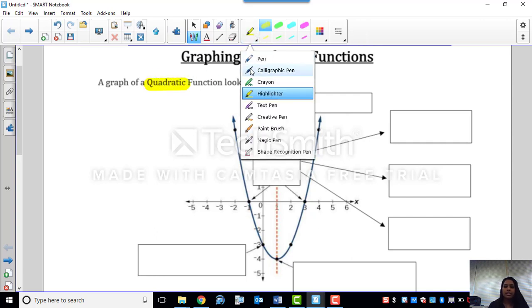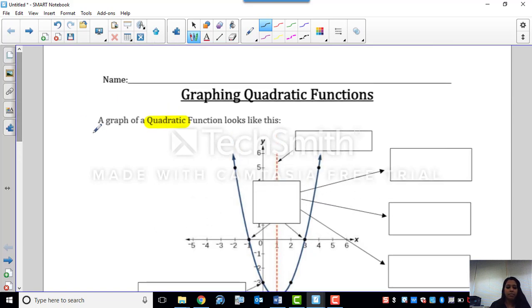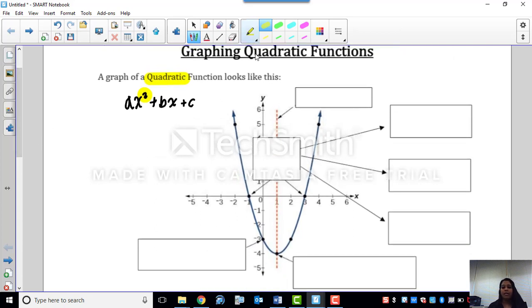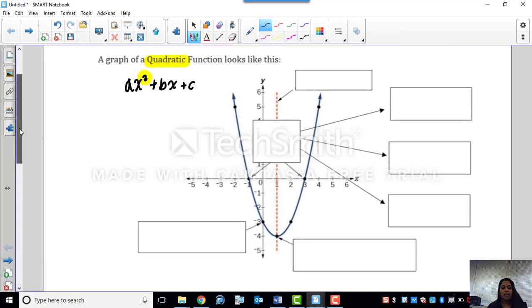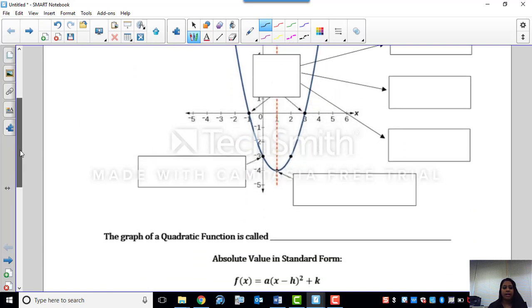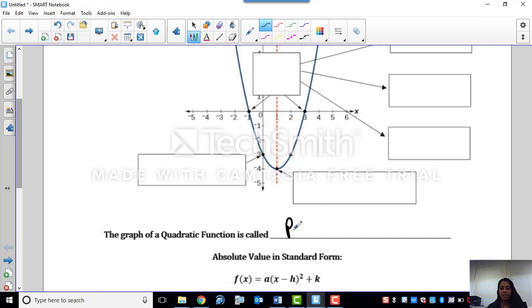A quadratic function is any function that is in the form ax squared plus bx plus c. The most important part is the square: your highest exponent is x squared. When you graph a quadratic function, you get a U-shape, and this U-shape actually has a name. We call it a parabola.